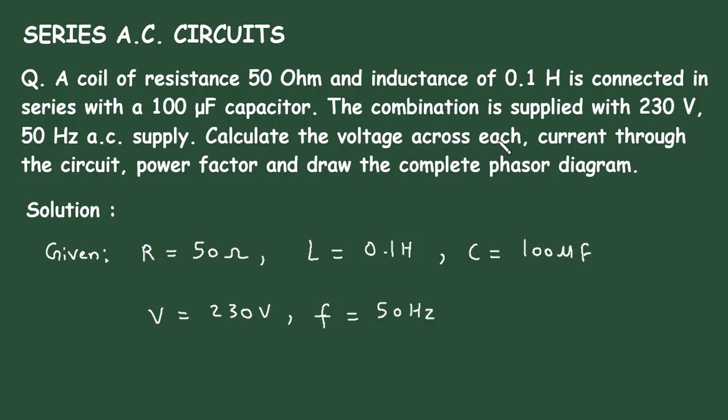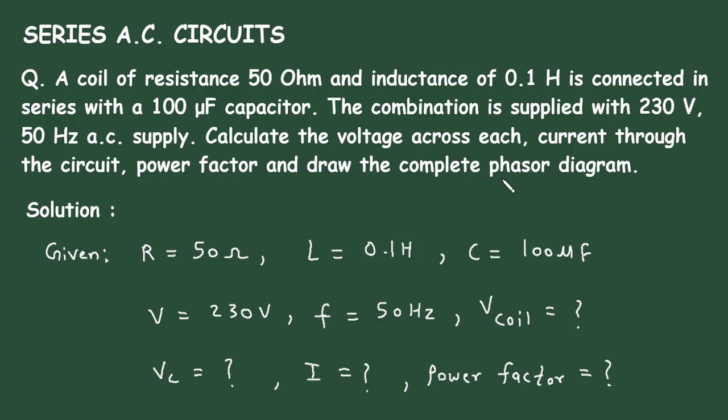Then calculate the voltage across each. So we have to calculate VR, or directly V coil, because it is a coil. Coil is the combination of resistance and inductance. So we have to calculate voltage across coil and voltage across capacitor VC. Then we have to find the total current I. Then next we have to find power factor, that is cos phi, and after that we have to draw the complete phasor diagram.